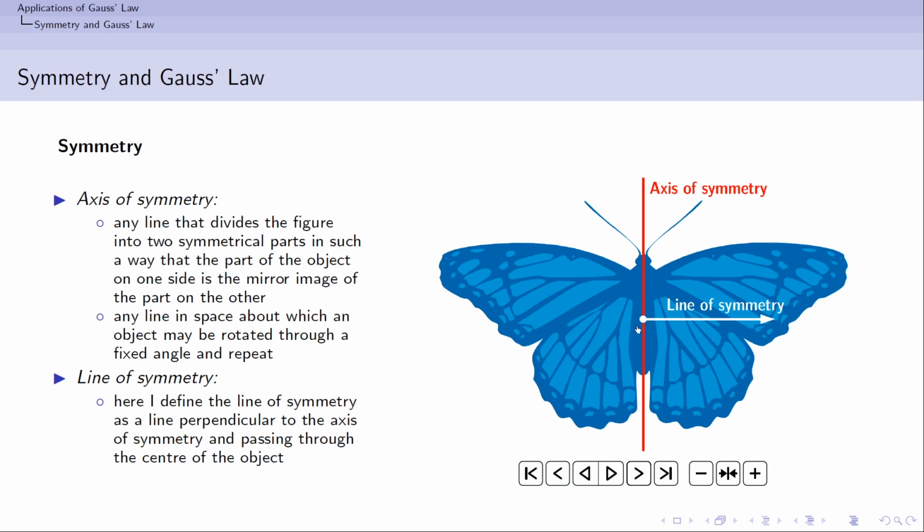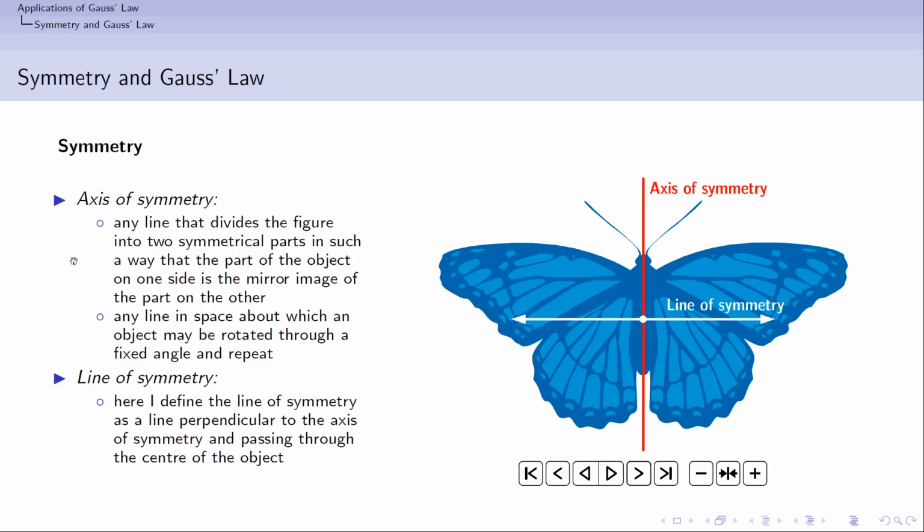Let's say I find the center of the butterfly to be over here. Then the line of symmetry is a line which is perpendicular to the axis of symmetry. Another thing to note here is that the axis of symmetry is also a line of symmetry. If I go a certain distance along the line of symmetry and I go the same distance in the other direction, I will reach the exact same point. So these points are exactly identical with respect to the symmetry of this figure.